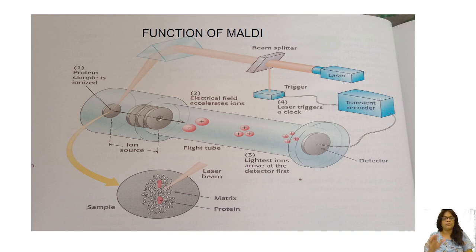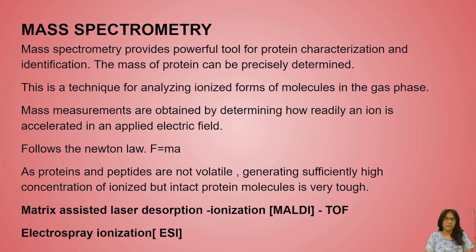So this is the principle. Hope you got an idea about it. So this is one way of detecting mass by mass spectrometry. In the same way, there is electrospray.